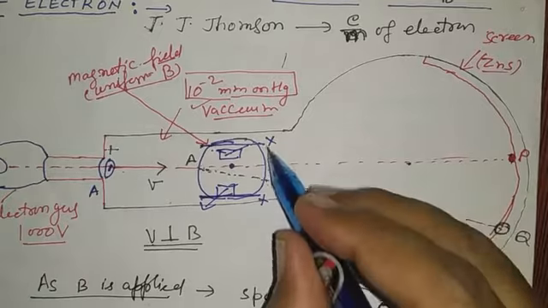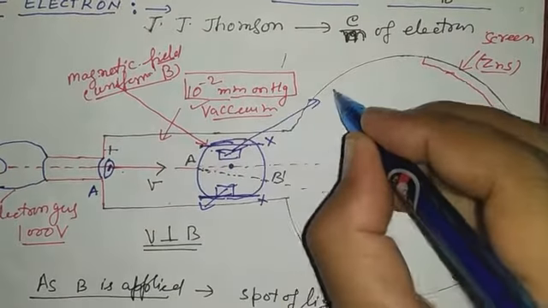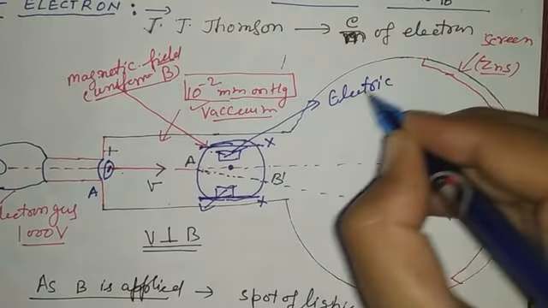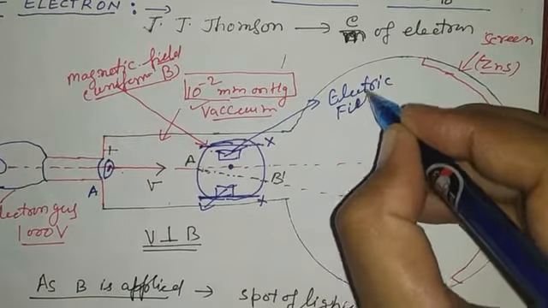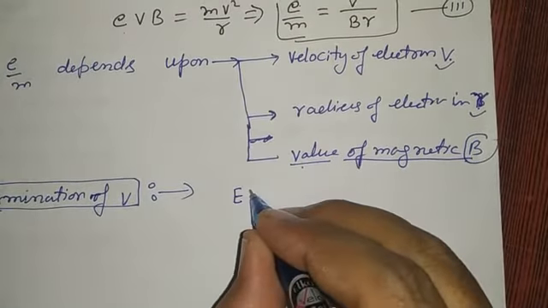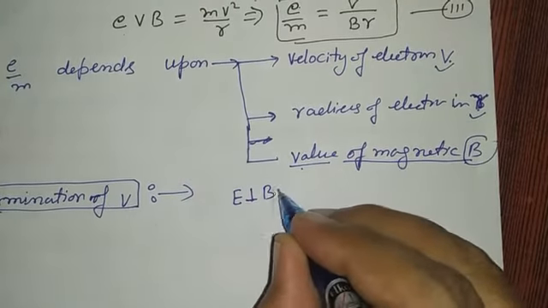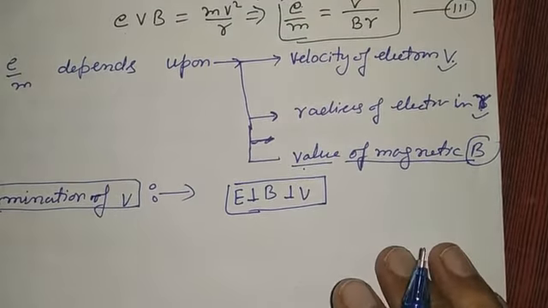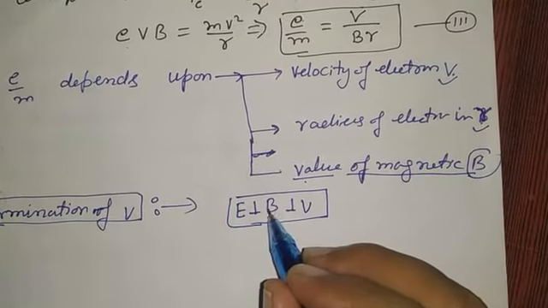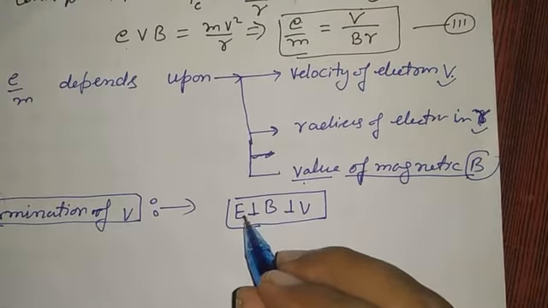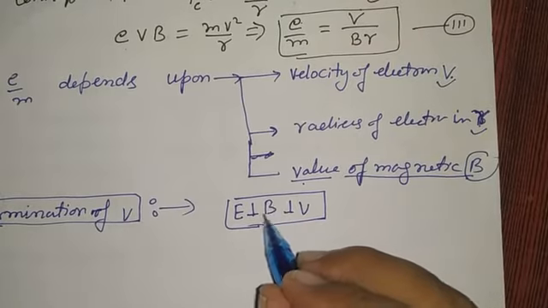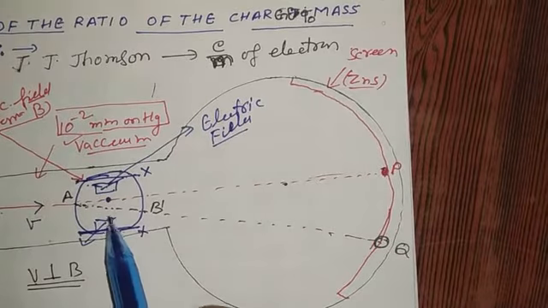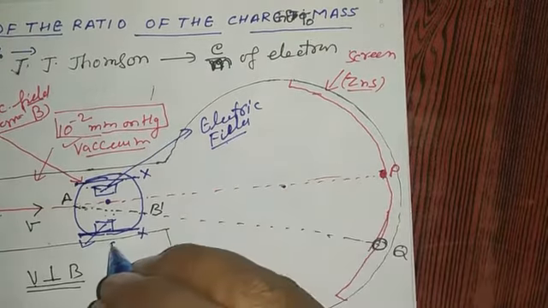This YY plate is perpendicular to B to produce the electric field. The electric field is applied in such a way that it is perpendicular to the magnetic field, and the magnetic field is already perpendicular to the propagation of the electron. So the electric field is applied in that condition, perpendicular to the magnetic field. In that condition, what to do? The value of the electric field is gradually increased.